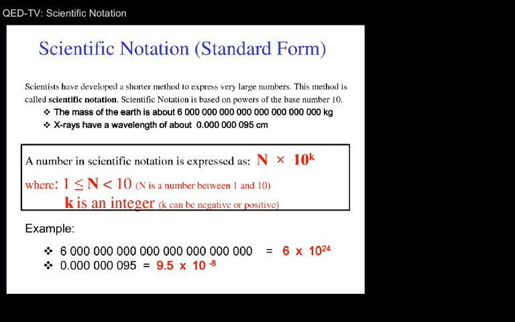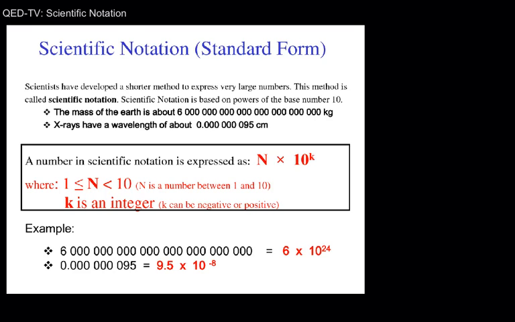Many measurements that we have in science are either very, very large or very, very small. And so scientists have developed a kind of notation, a shorthand way to write down measurements. And because we primarily use it just in science, it's called scientific notation, a shorthand way of writing these big or small numbers. And it's based on powers of base 10.